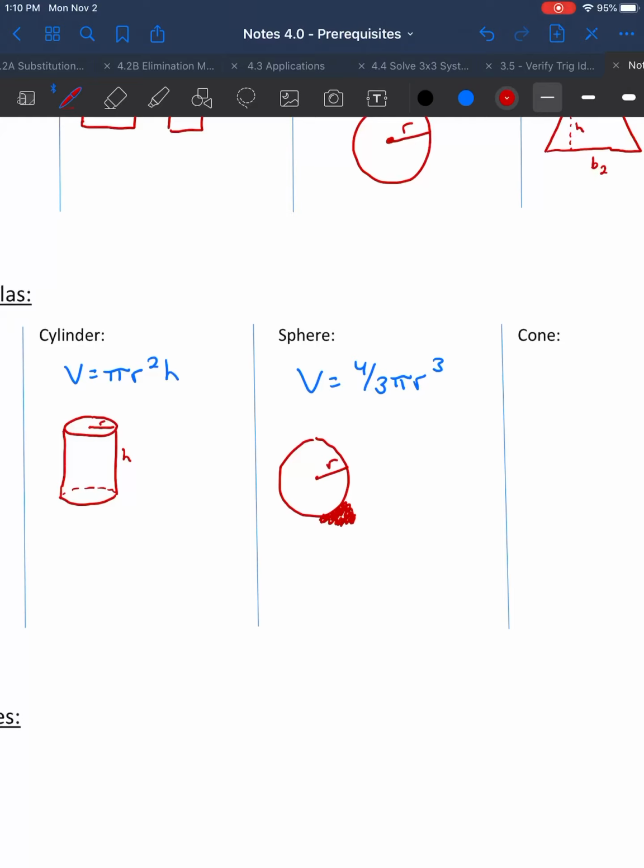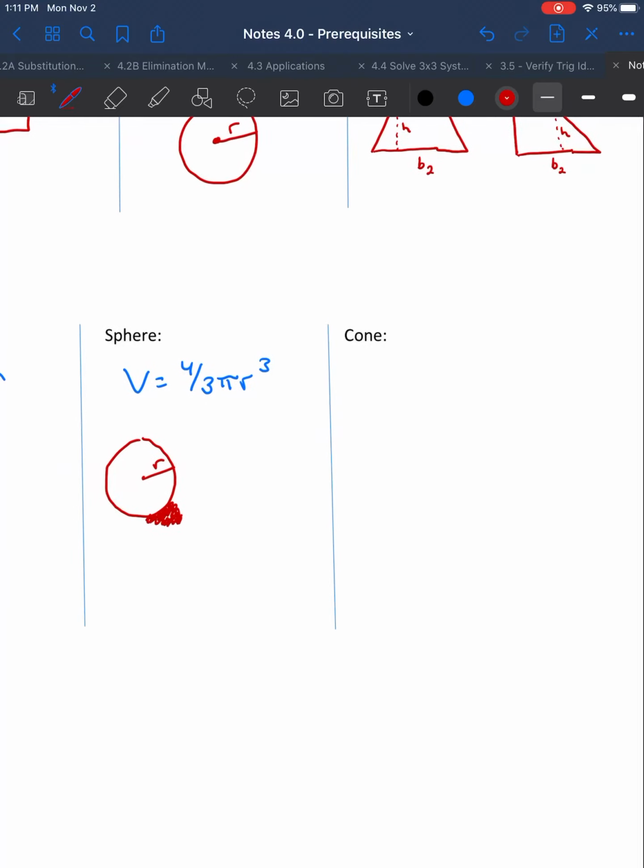Okay, so the pi r cubed part, pi r squared is area of a circle. But we're turning this into a three-dimensional shape. That's where the cube is coming from, because I don't have a height in a sphere. And then the 4/3 is the fact that the circle in the center of the sphere is larger, and it's gradually getting smaller and smaller in each direction. So that 4/3 has to do with the fact that your circle is slowly getting smaller.